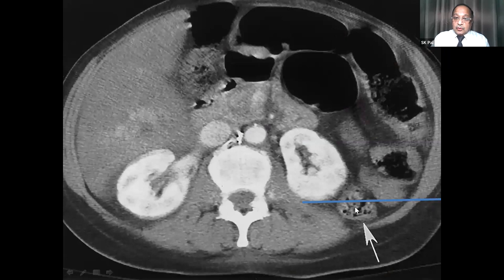If you feel that the colon is posterior to the kidney, you should draw a line at the lower pole and see if this is a retrorenal colon. You have to be careful during your PCNL.